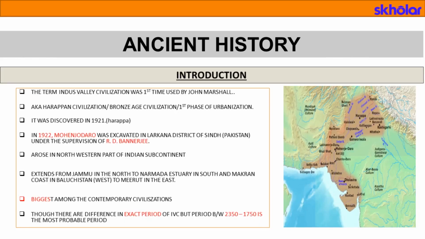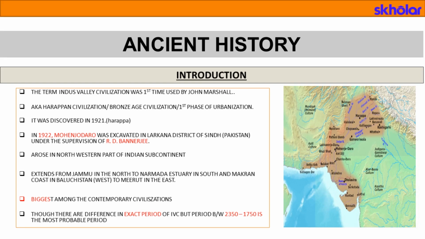So the term Indus Valley Civilization was first used by John Marshall. This civilization is also known as Harappan Civilization, Bronze Age Civilization, and a few scholars also call it the first phase of urbanization. It was known as Harappan Civilization because the first city to be discovered was Harappa. It was located on the bank of river Ravi. It was known as Bronze Age Civilization because bronze is the first alloy to be used. It was made up of two metals, copper and tin. Out of these two, copper was the first metal to be discovered and used. Few scholars also call it the first phase of urbanization.